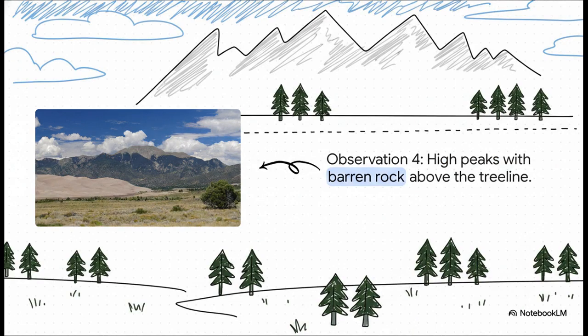And finally, let's look at the very, very top. Above that second band of trees, the peaks are just exposed, barren rock. That clear line where the trees just stop is called the tree line. Okay, so there we have it, 4 key observations. Now the fun part begins.